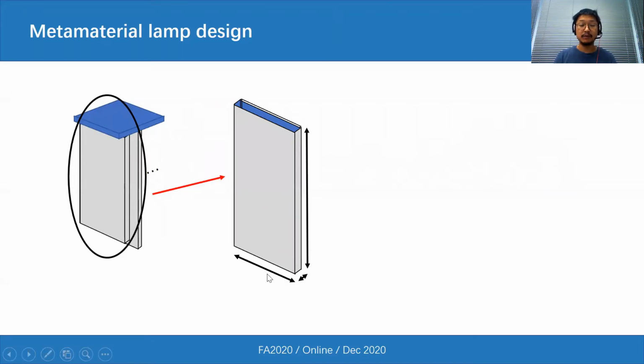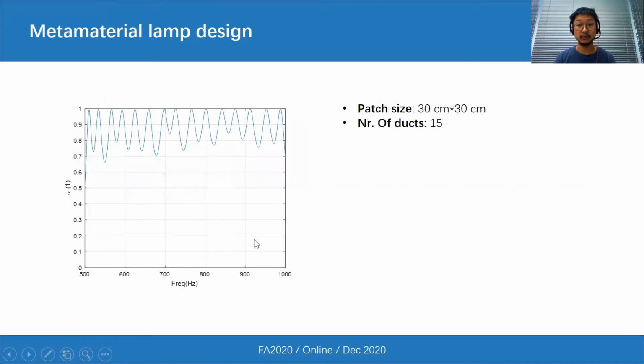And the geometries of each duct are optimized just to serve that need. The patch size is set to be 30 centimeters by 30 centimeters. There are 15 ducts in total. And here it shows the absorption coefficient of the optimized structure.